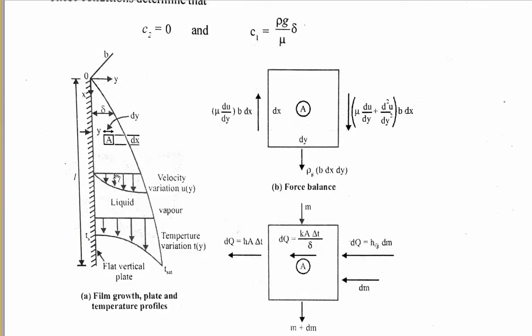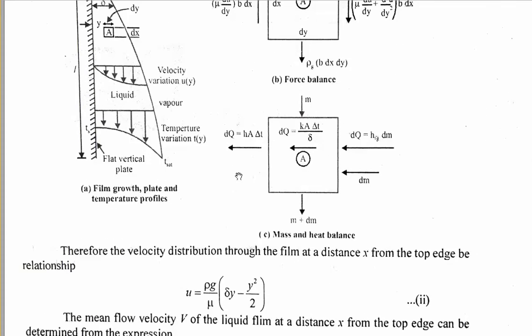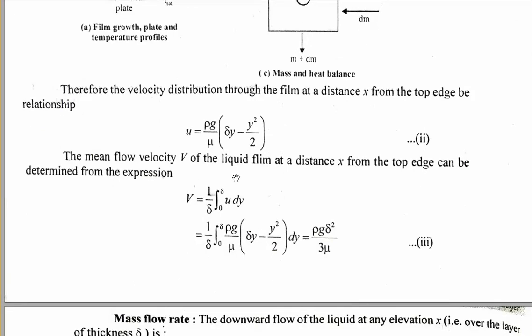This is the diagram of a vertical plate along which the liquid flows downward, with the temperature variance. Therefore, the velocity distribution through the film at the distance x from the top edge has the relation u is equal to rho g by mu into del y minus y square by 2.